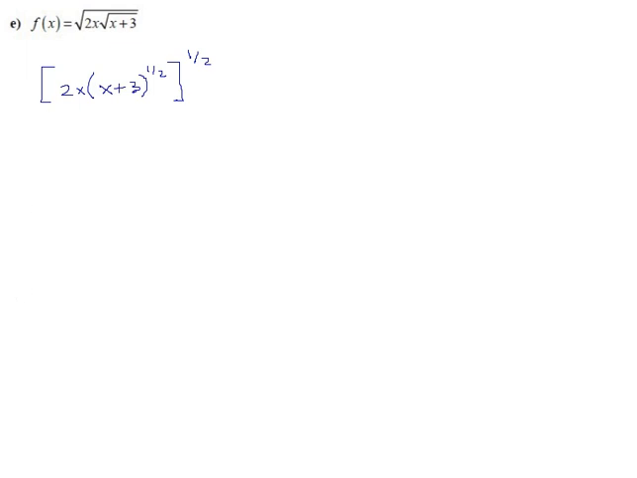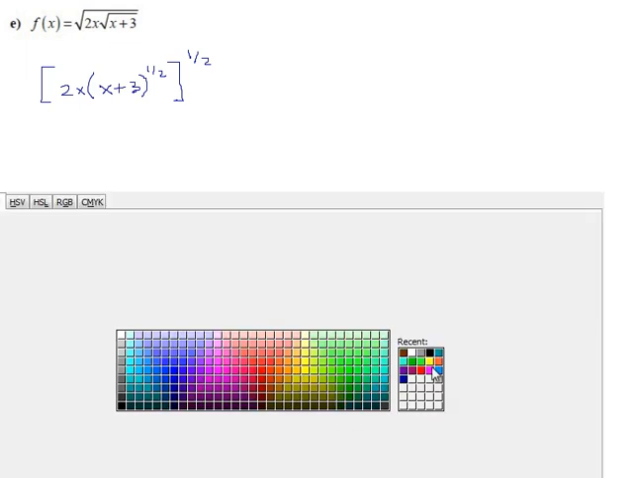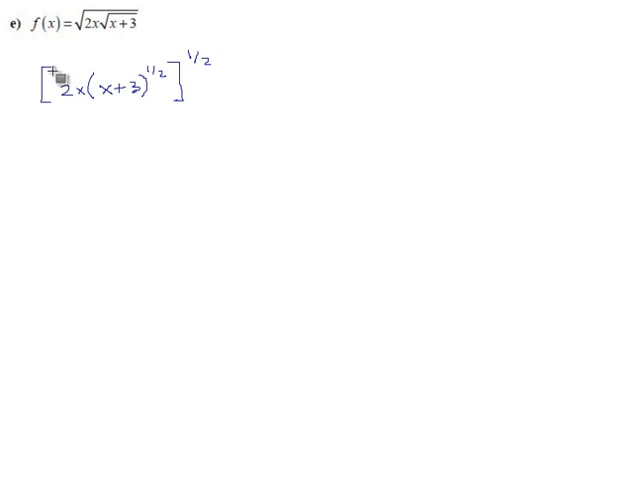So let's get my orange rectangle out here again. First, forget about all the stuff in there. At the outermost level, this function is something to the half power. And so its derivative, using the power rule, is going to be 1/2 of something to the minus 1/2.